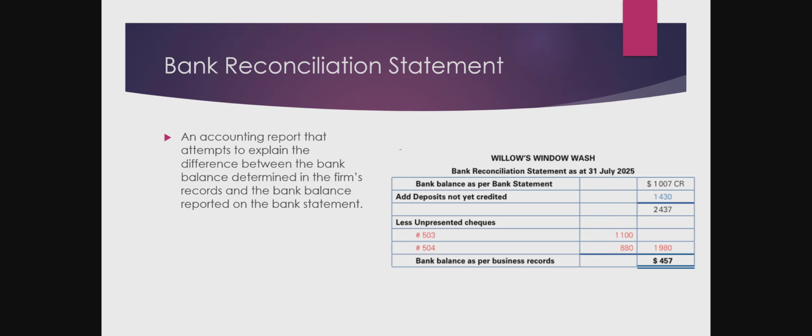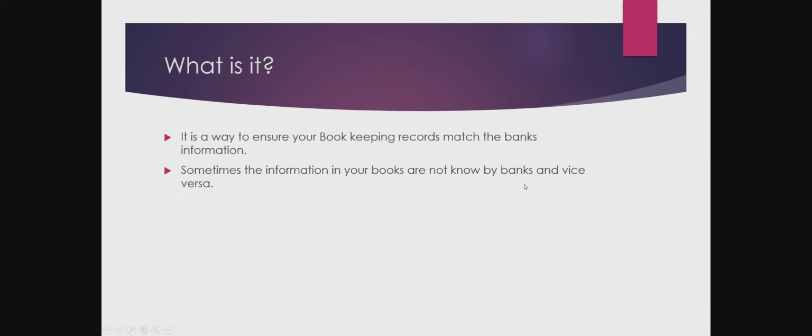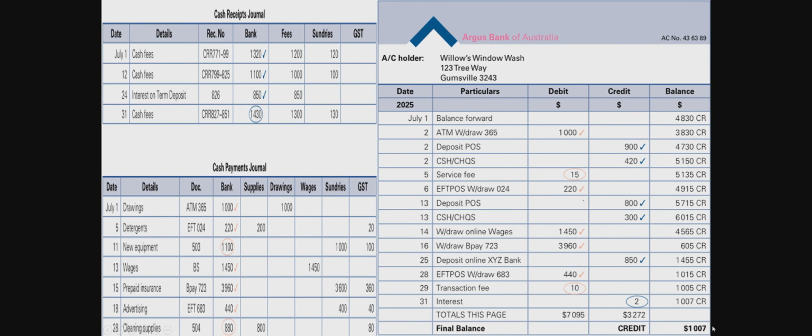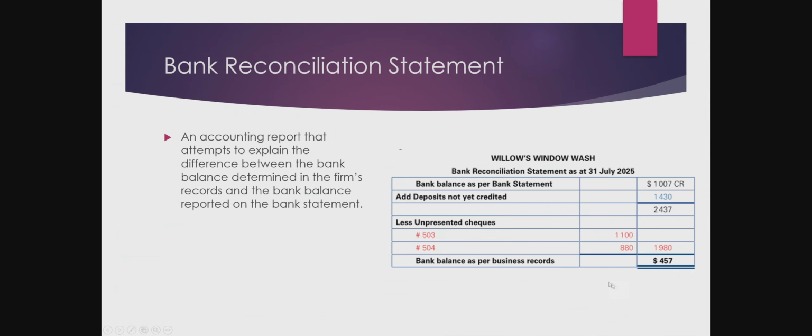So what is the bank reconciliation statement? This is what it looks like right here. You've got your bank balance as per bank statement. So we've got the $1,007 credit from the actual bank statement itself. Then you add deposits not yet credited, so all the money that has not been found out by the banks yet. They'll give you this number.